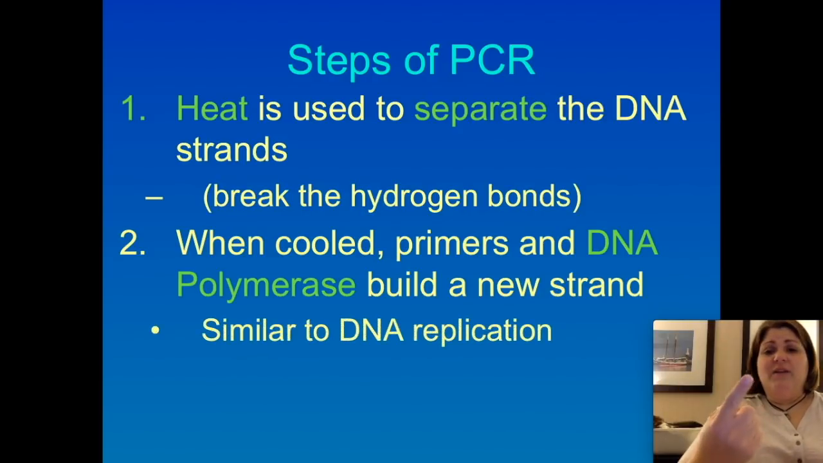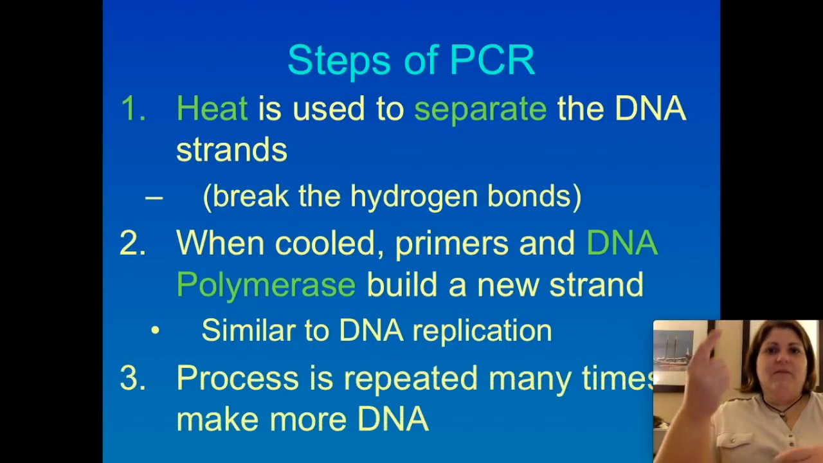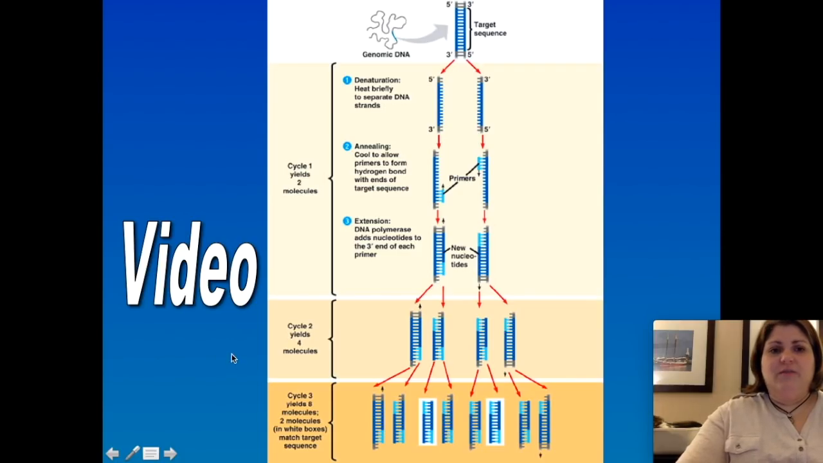Now we went from having one strand to those two separate strands, each having a new side, just like in replication. When we repeat the process, we go from having one strand to two strands, and now those two strands become four strands, and so forth. Here's a video that shows it real nicely.